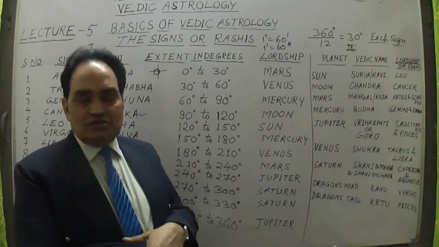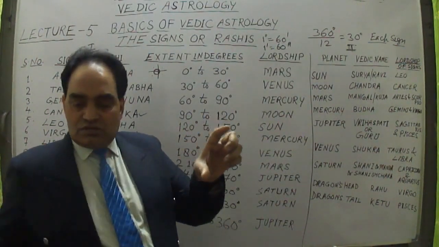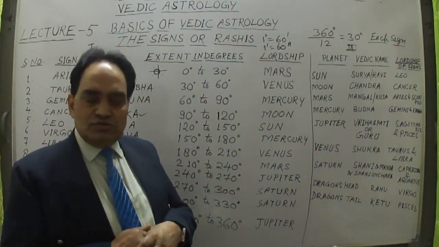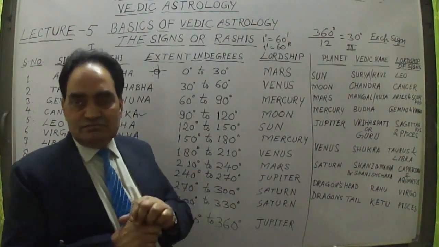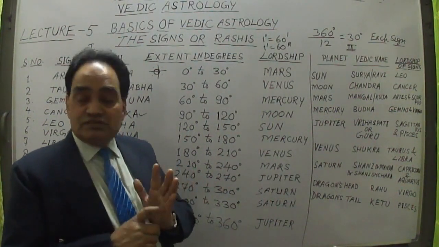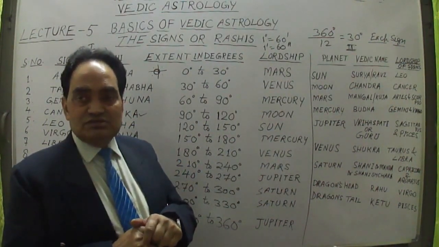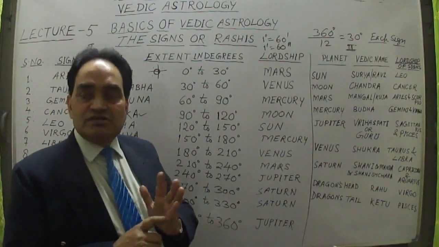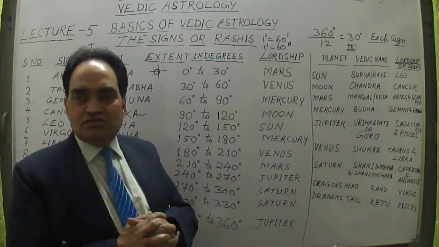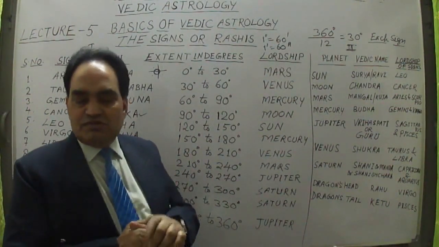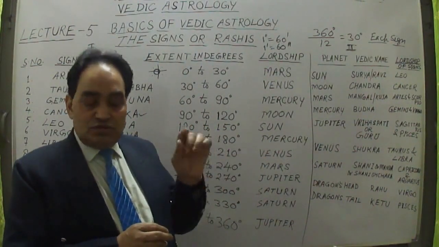Vimshottari Dasha is of 120 years. The 120 years are divided among the 9 planets, right? Rahu and Ketu also have time periods. For example, first is Ketu, which has 7 years total. Then Venus has 20 years. Then Sun has 6 years, the least time of the total Mahadasha period. This is the Mahadasha, or major period. So the major period of Sun is 6 years, and 7 years is allotted to Ketu.